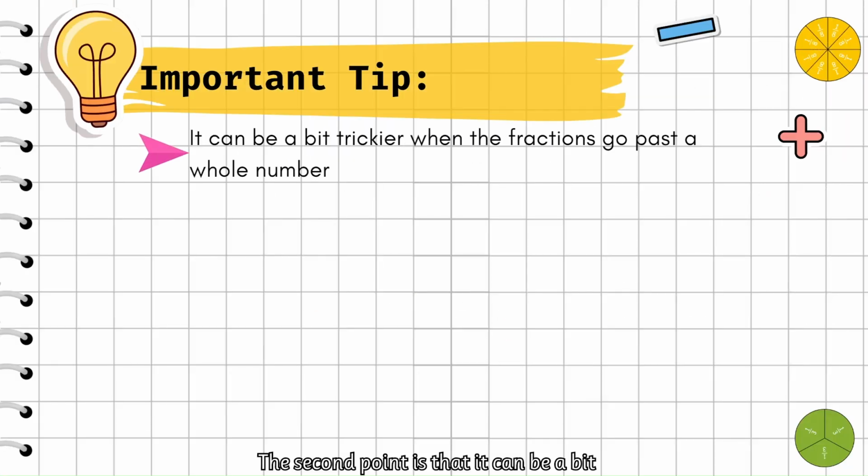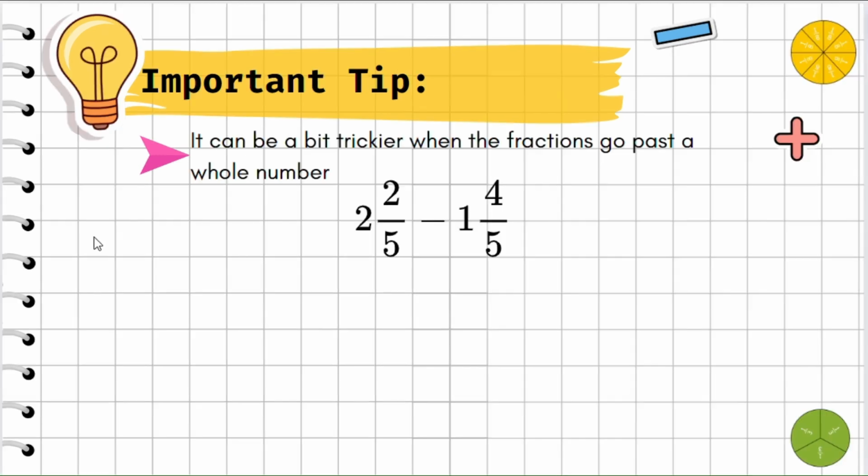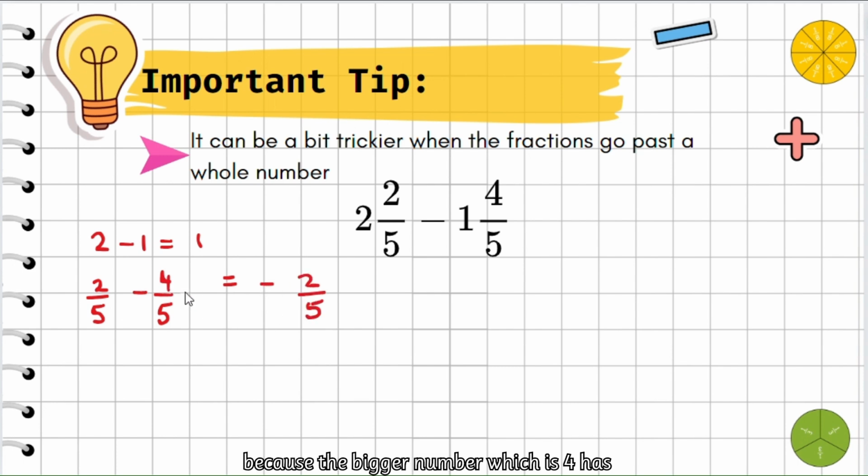The second point is that it can be a bit trickier when the fractions go past a whole number to use the second method. So for example, 2 whole 2 over 5 minus 1 whole 4 over 5. So we would subtract the whole number parts, that would equal 1. And then we would carry on to subtracting the fraction parts. So that would be 2 over 5 minus 4 over 5. Now because they have the same denominators, we can subtract. So 2 minus 4 will equal minus 2 over 5 because the bigger number, which is 4, has a minus sign.